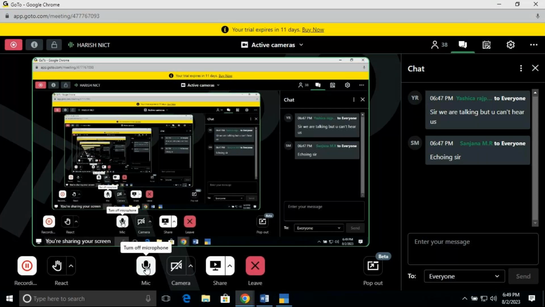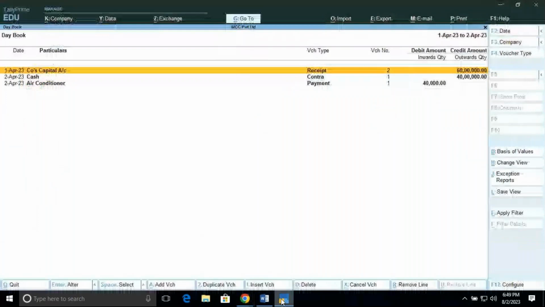Fine. Shall we go ahead? Fine. So now we saw the day book. So write a sentence for this: Day book contains all the vouchers we have recorded. See, whatever vouchers you record will be there in the day book. Is this clear?